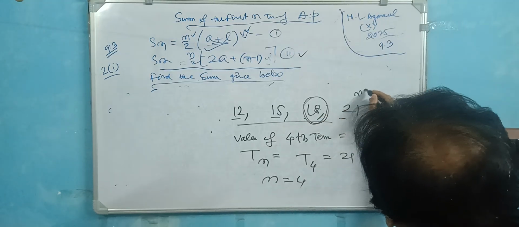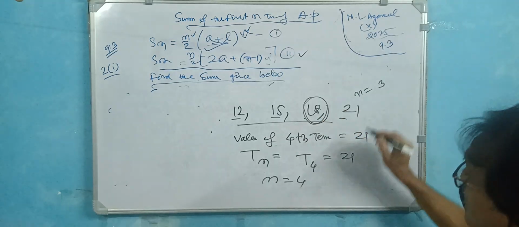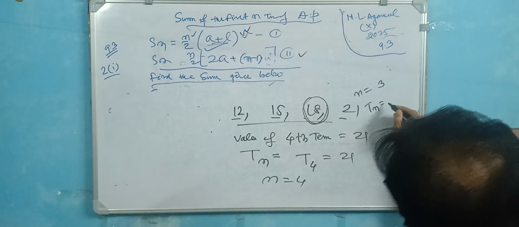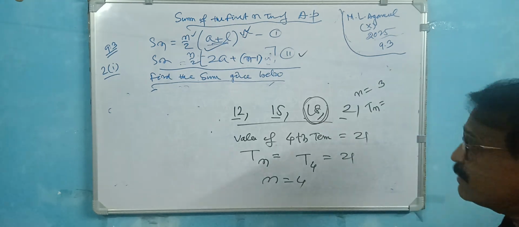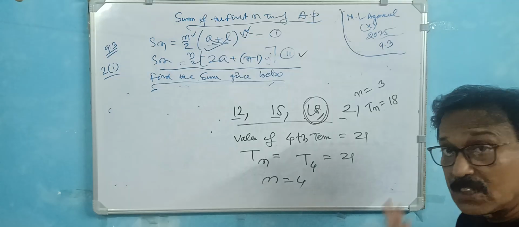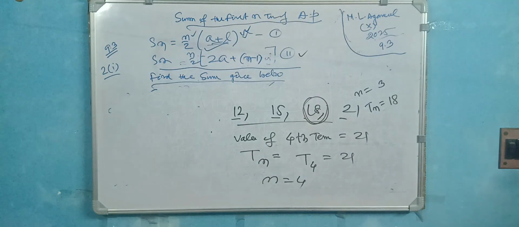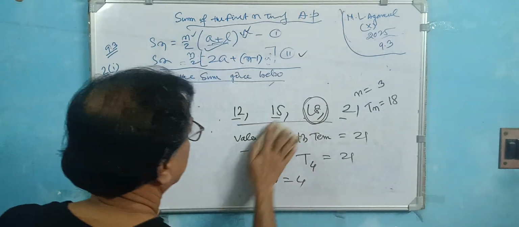তাহলে এখানে এটা থার্ড টার্ম, তাহলে n এর ভ্যালু কত? n is 3, থার্ড টার্ম। But tn, that means value of the third term, this is 18. This is very clear to you. Okay, এইটা কিন্তু ভালো করে ক্লিয়ার রাখবে, that is very important.